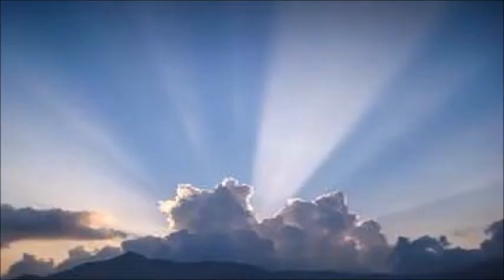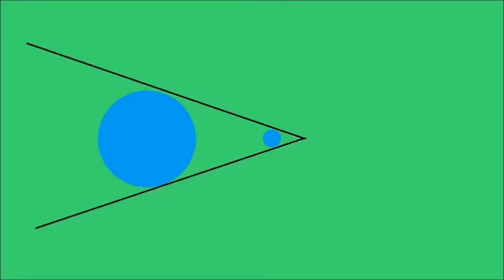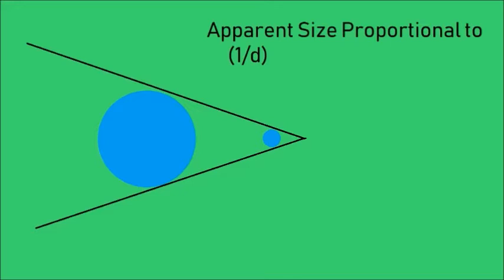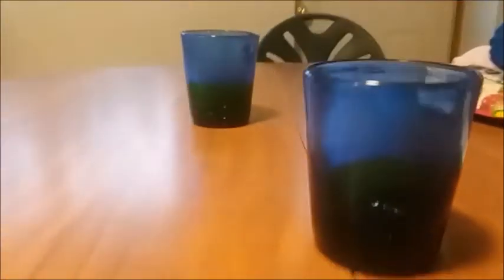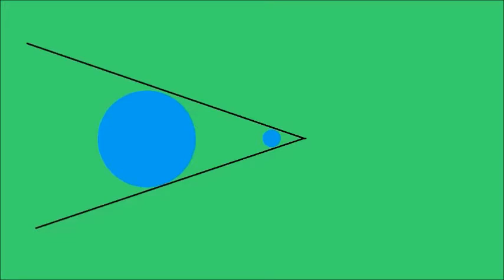Crepuscular rays appear to diverge. This is simply due to perspective. The basic principle of perspective is that if something is closer to you, it appears larger, and if something is farther away, it appears smaller. Specifically, the apparent size of something is inversely proportional to the distance from you. All this means is that if something's twice as far away, it looks half the size. If something's 5 times closer, it looks 5 times larger.